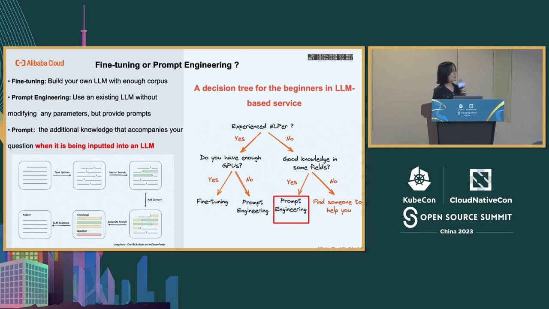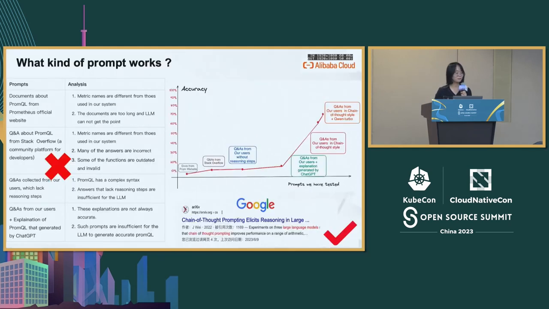Okay, and if you don't have good knowledge in any field, just find someone to help you with that. For our team, because we don't have any experienced NLPer, neither do we have enough GPUs, so we tried the prompt engineering one. So, what kind of prompt works? This slide is the most important one, at least for me. I wish I could have seen it 7 months before, it would have saved me a lot of time and effort, and of course, money, which is very important for my team.